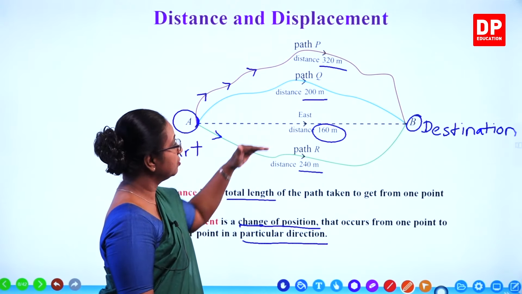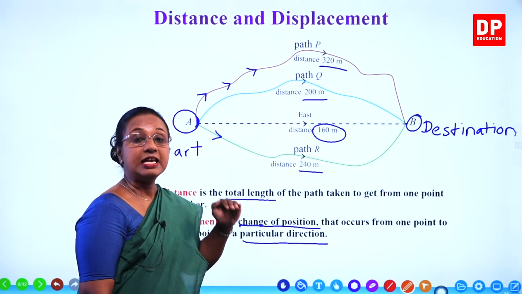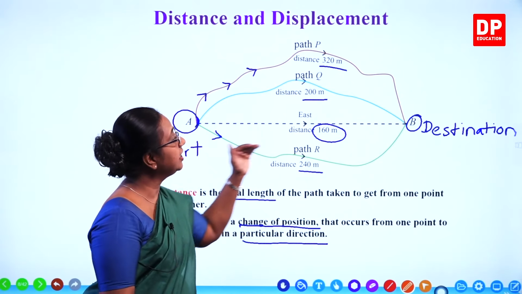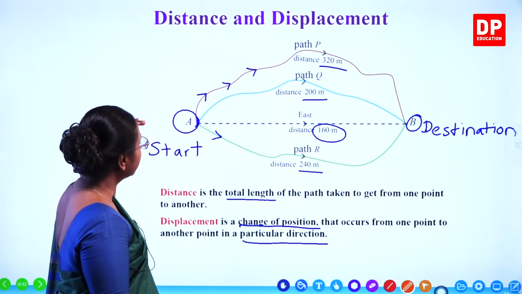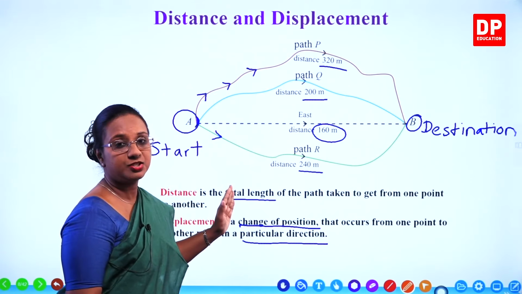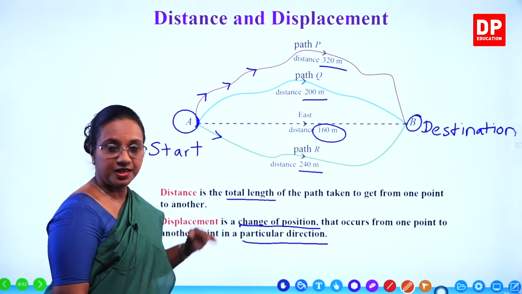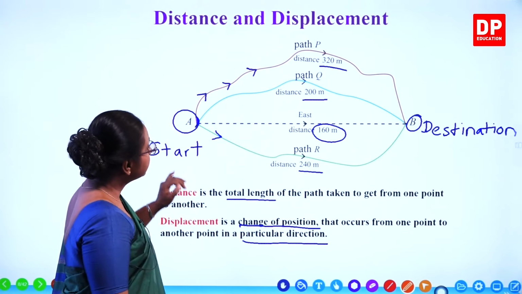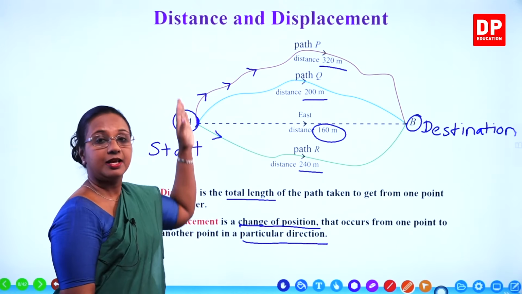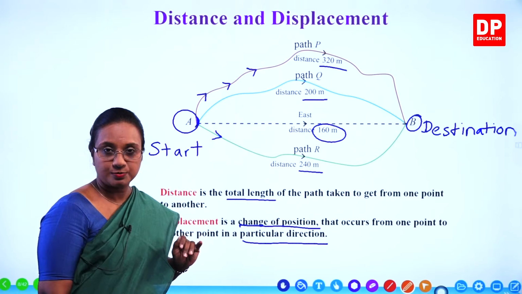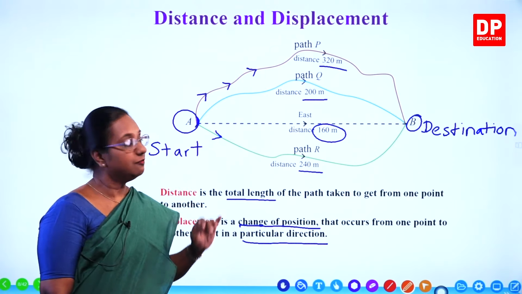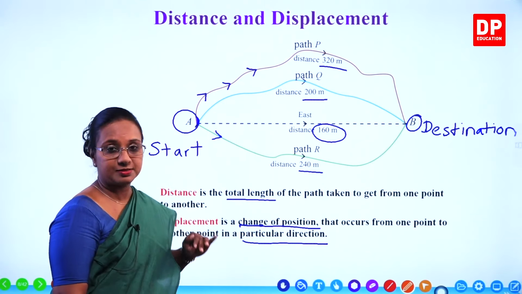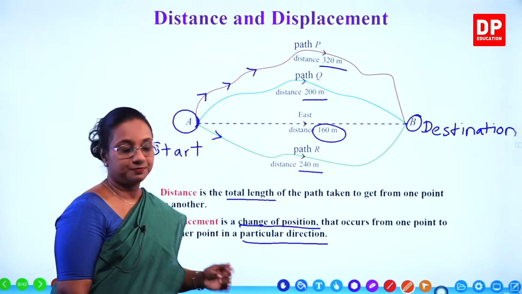And this magnitude, 160 meters, is the length of the shortest path in a straight line. So if you draw the straight line path, the shortest will be the displacement, and it will have a direction. So this is the difference between distance and displacement. Keeping that in mind, we will look at examples to understand distance and displacement in more detail.